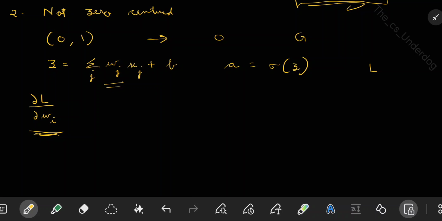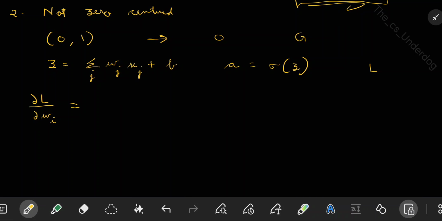So how do you find them? You are updating in each iteration. When you are updating during each iteration of training, you want to know how much to update, and that is decided by this gradient, right? Let us see what happens when you find this gradient.